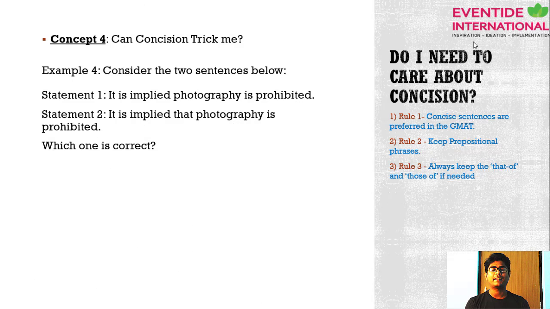Were you able to find the correct answer? Did you analyze both the statements and found the difference between both the statements? Statement 1 states, it is implied photography is prohibited. Statement 2 on the other hand says, it is implied that photography is prohibited. You see, statement 2 uses a single word that, which statement 1 fails to do. Now, which one of them is correct? Does the that in the statement 2 make major differences?